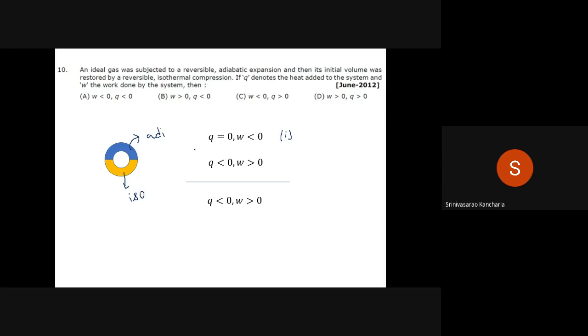So in an adiabatic process, the change in Q is 0, right? The system neither takes any energy nor gives it back. So your Q is 0 here in stage 1, and this one is expansion. So the system is doing work, so the work is negative, less than 0. Any doubt in this? No, sir. Okay.